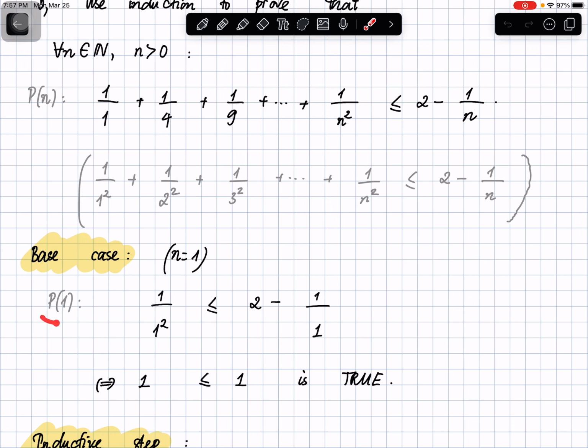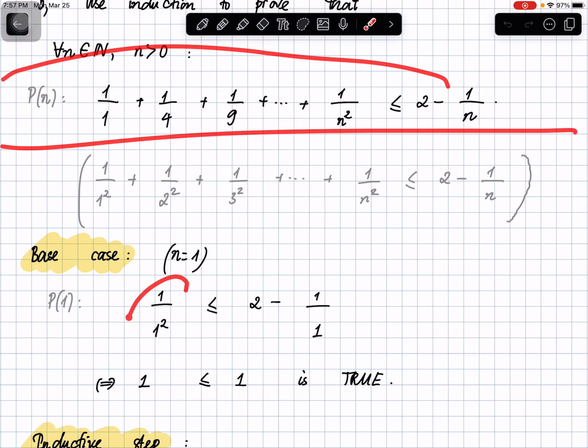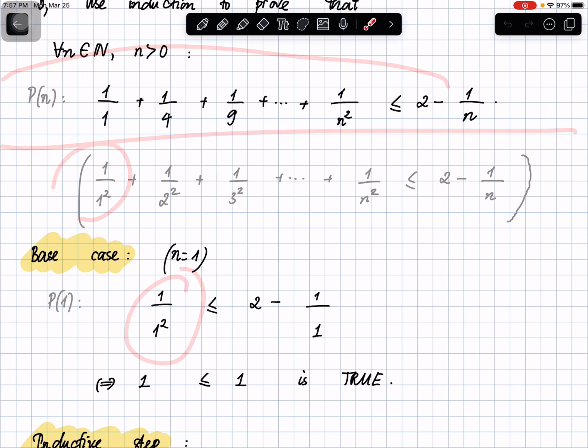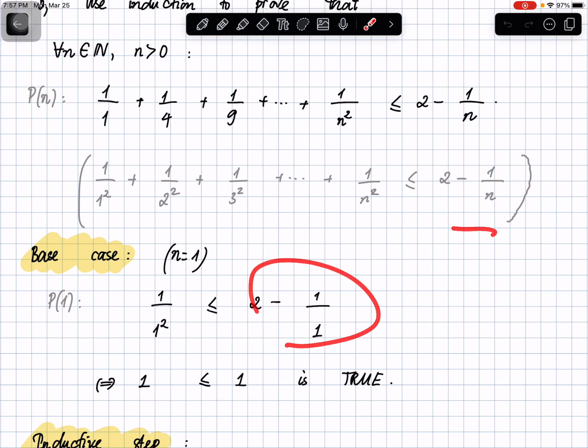We need to show that P(1) is true. So P(1) is you go from n up to 1, so we stop right here. The left hand side of P(1) is 1/1². The right hand side is 2 minus 1/1. So this is equivalent to 1 less than or equal to 1. So this is true.